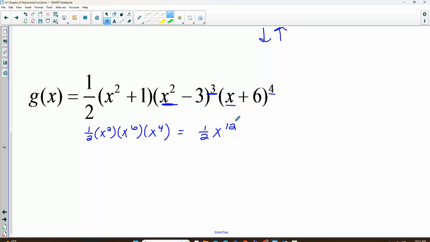X to the 12th. 12 is even, so what does it look like? Parabola. 1/2 is positive, so it does not flip. So my end behavior? Up, up. All right. Any questions there?